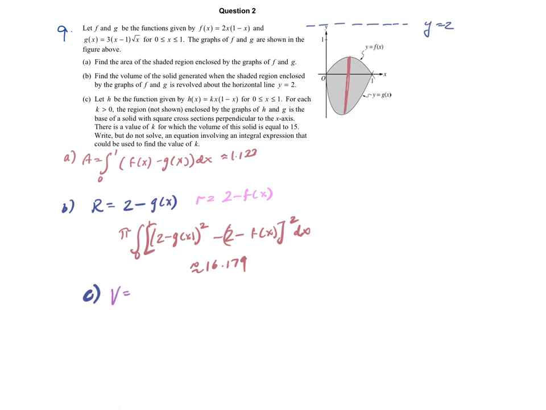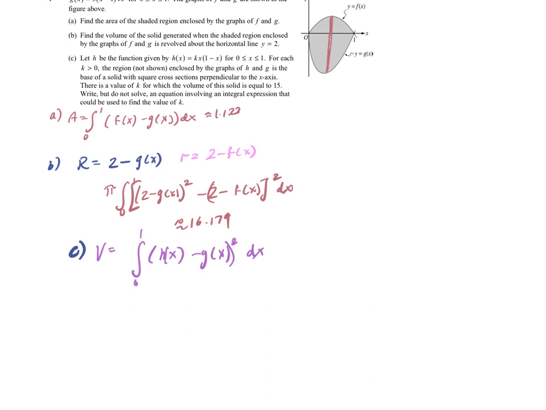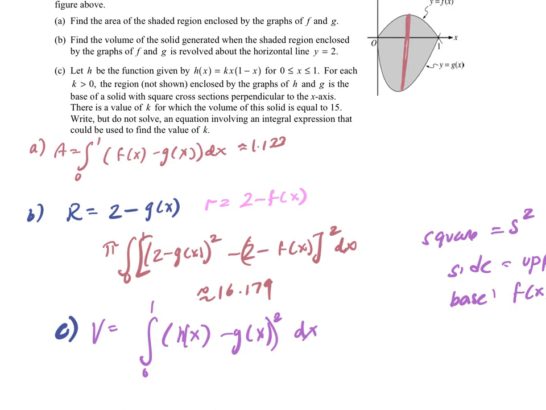So for volume, it's going to be 0 to 1, and then h of x minus g of x, squared, dx, okay? So again, I use the idea of a square. This side squared, and to get one side, you're doing upper minus lower, which is f of x minus g of x. So that's a side which is also... All right, so I'm just going to go ahead and plug in.